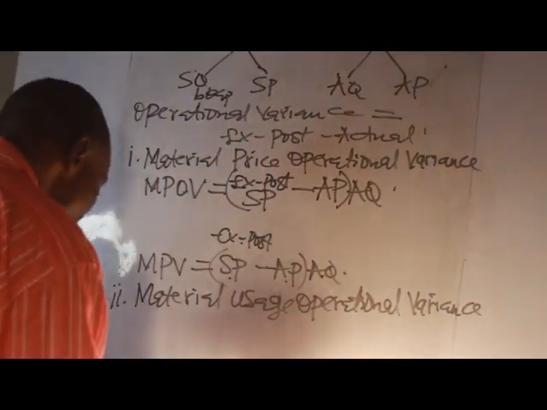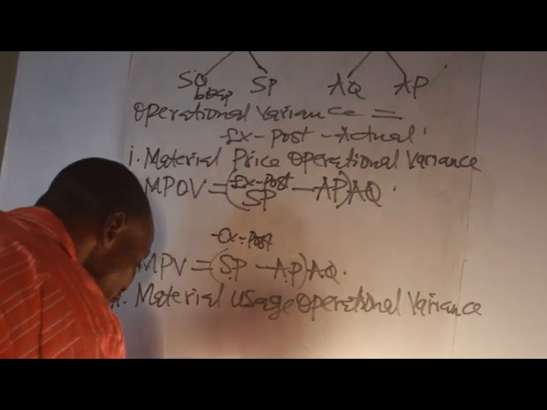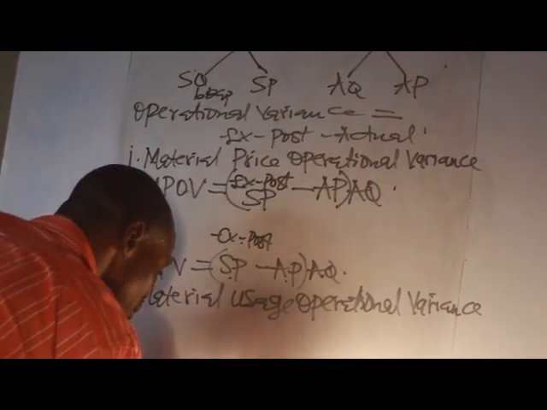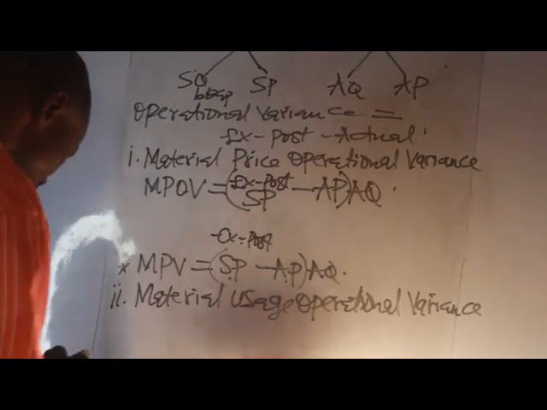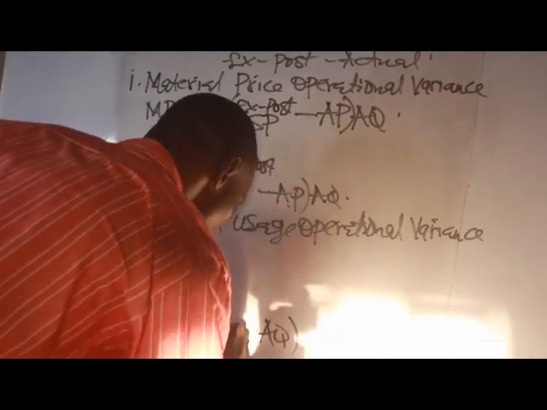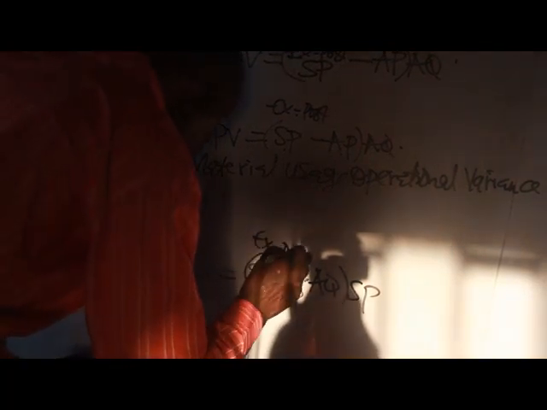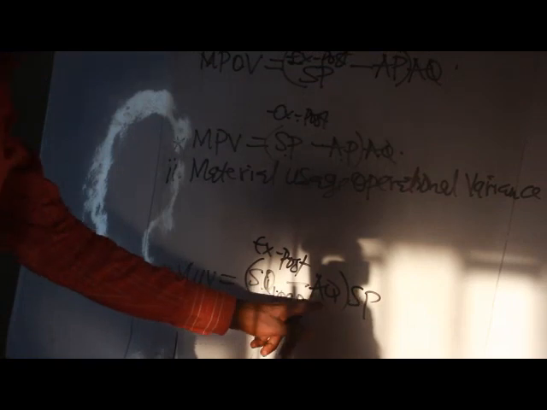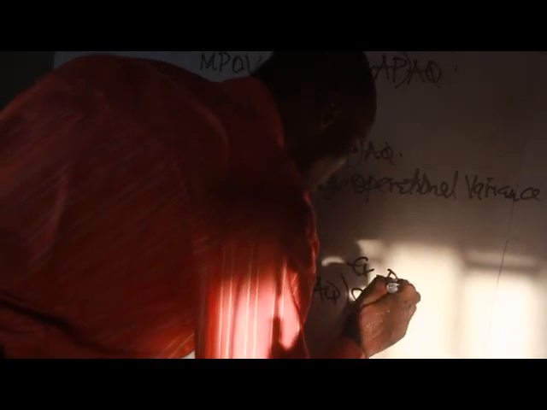Under the basic or traditional variance, we say material usage variance is standard quantity based on actual production minus actual quantity, multiplied by the standard price. So this standard becomes ex post standard price. This is actual, so you will still leave it as actual. This is standard price, it becomes ex post standard price.